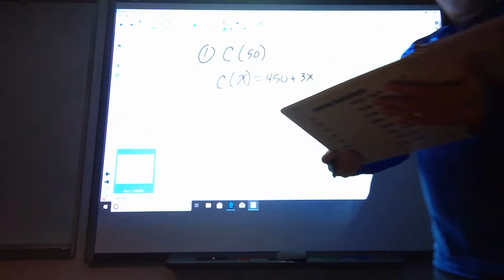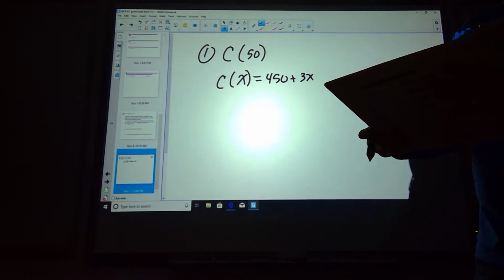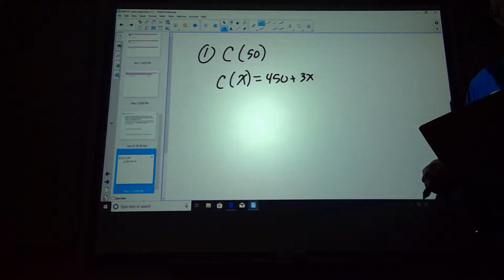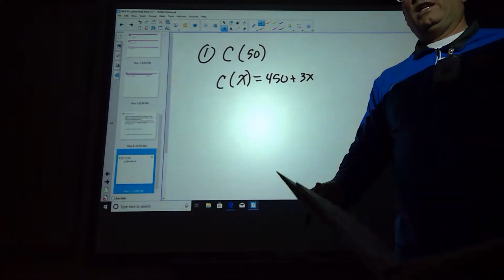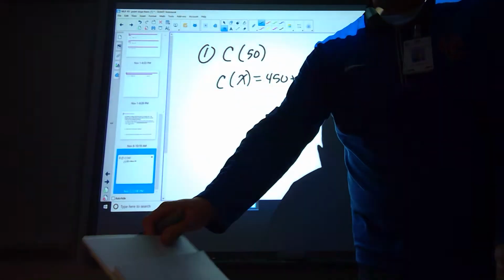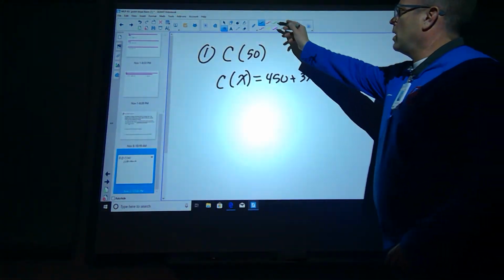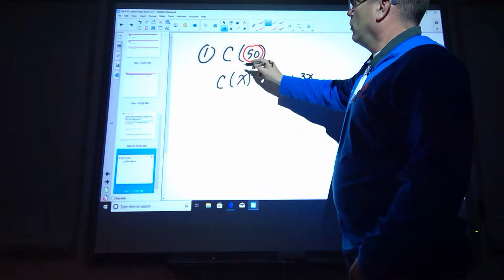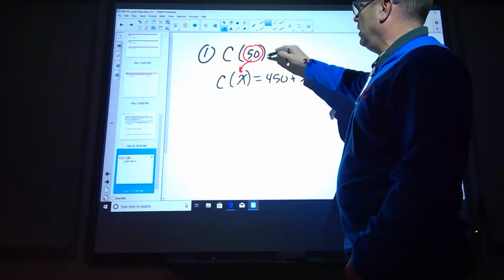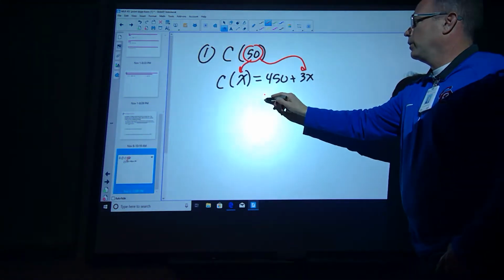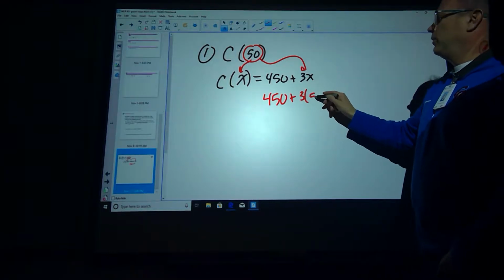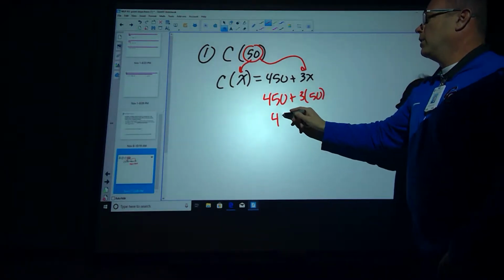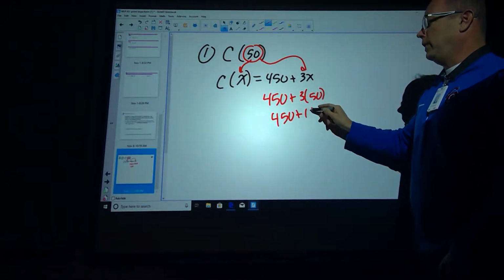Determine C of 50, interpret the result in the context. Use the cost function to answer the question. The function calculates the cost in dollars of producing x candles. So we're producing candles. We're going to take this 50 and plug it in there. So 450 plus 3 times 50. That's 150, right?